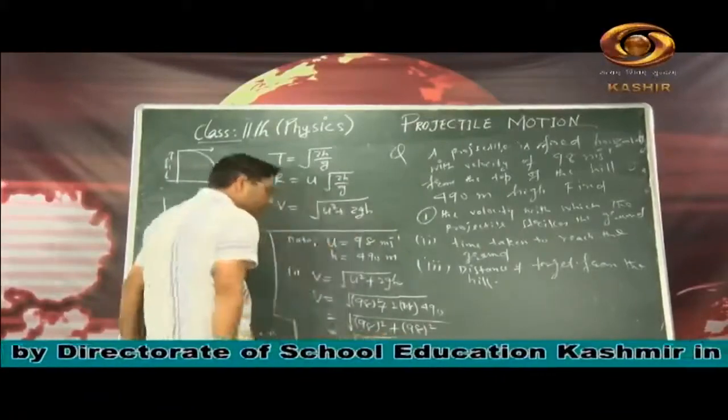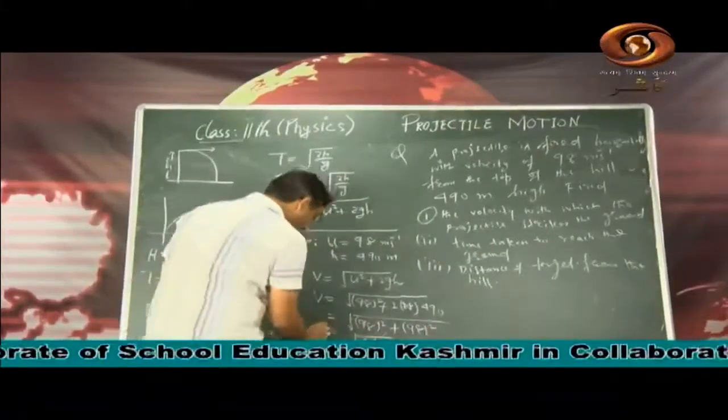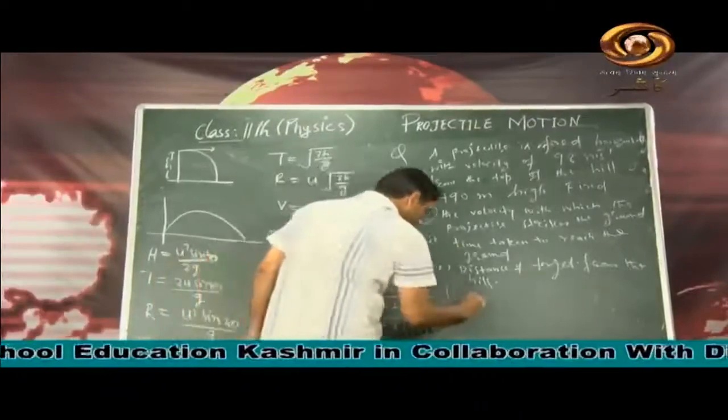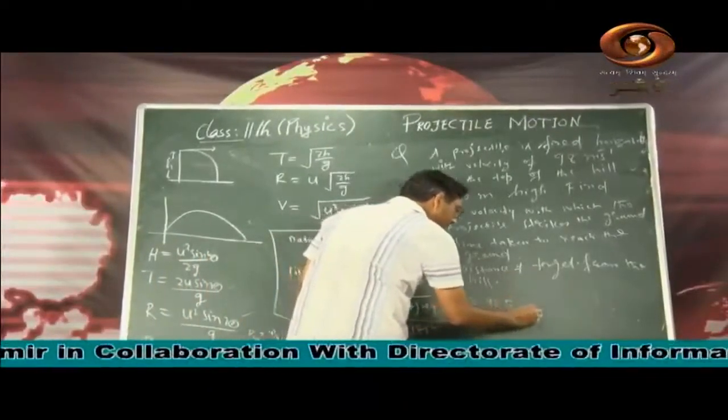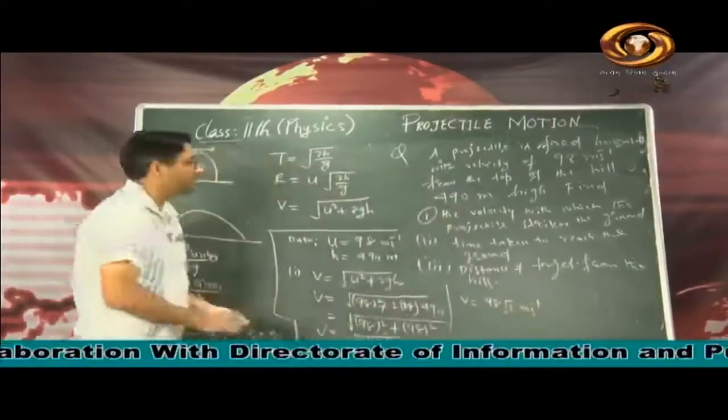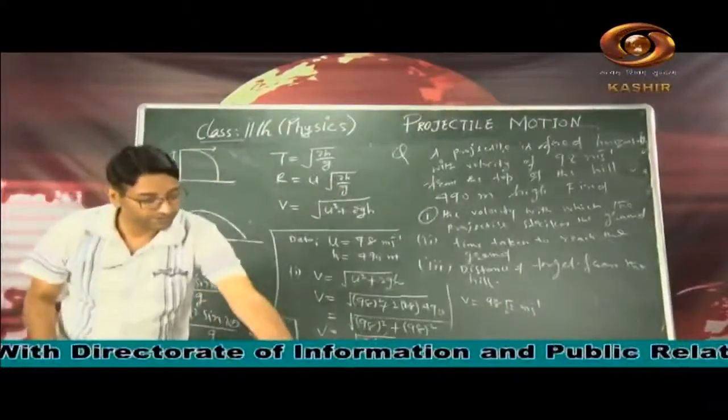The square and root will cancel, so root 2 times 98. So v is equal to 98 root 2 meter per second. This will be the velocity. So we have got the final velocity. Part number first solved.